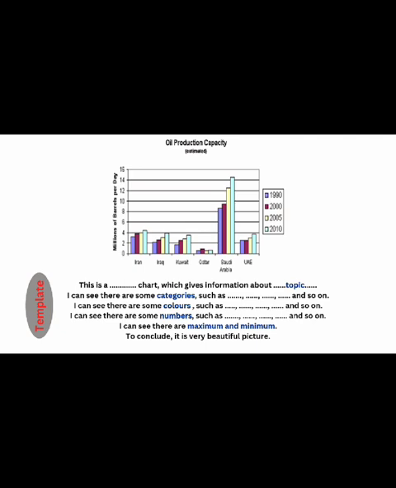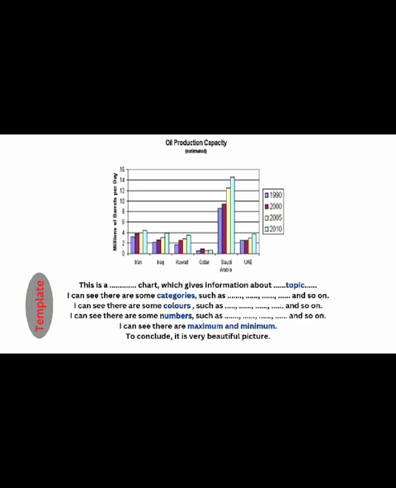This is a bar chart which gives information about oil production capacity. I can see there are some categories such as Iran, Iraq, Qatar, UAE, and so on. I can see there are some colors such as red, blue, black, and green. I can see there are some numbers such as 0, 2, 4, 6, 8, and 10, and so on. I can see there are maximum and minimum. To conclude, it is a very beautiful picture.